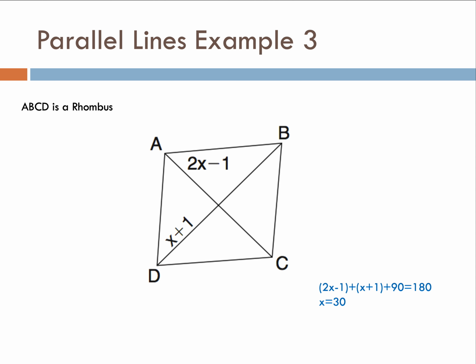So I can write the equation that 2x minus 1 plus x plus 1 plus 90 equals 180. And then solving that, I get x equal to 30.